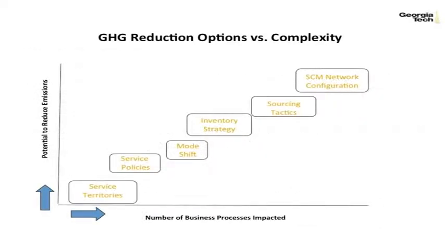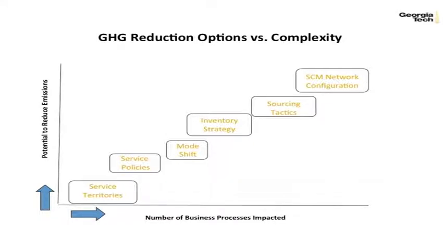This exhibit is provided to depict the relative savings potential of considering different changes in operating processes versus the level of complexity of enacting those changes. And level of complexity is represented by the typical number of business processes or functions that would need to be engaged with or change their current operations in order to undertake the change.